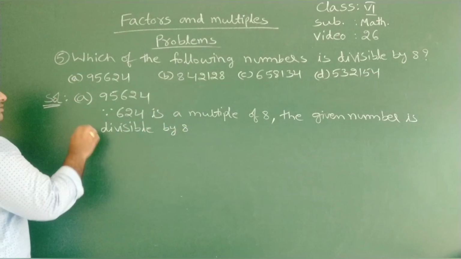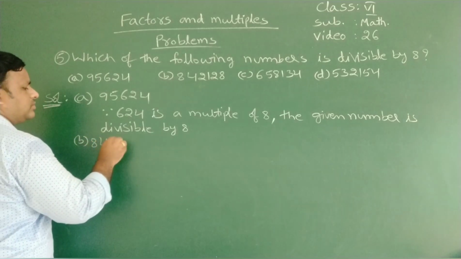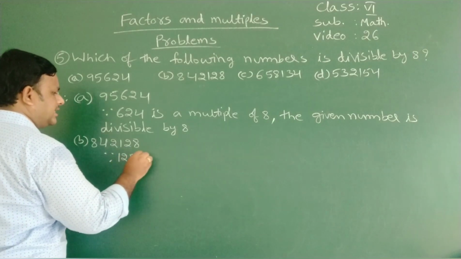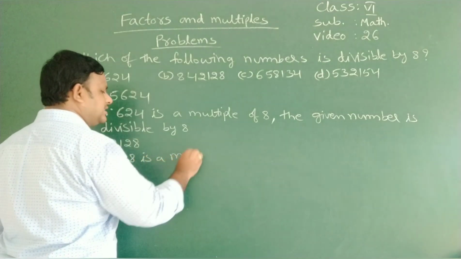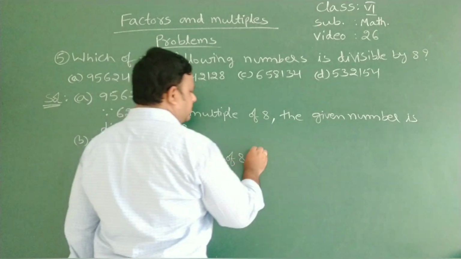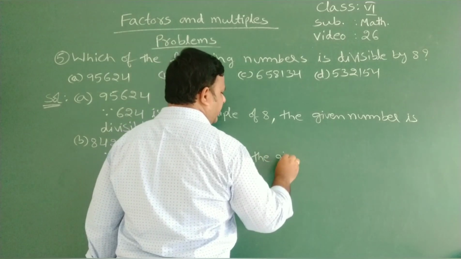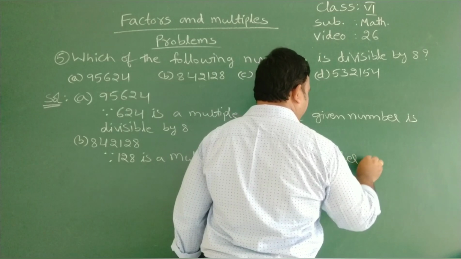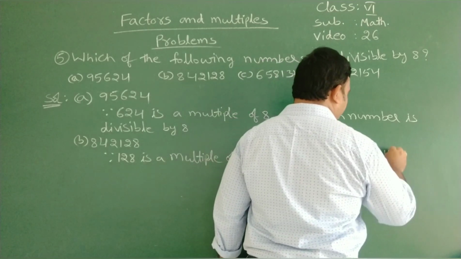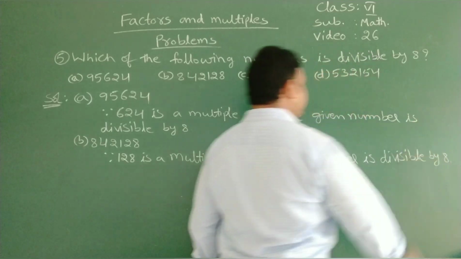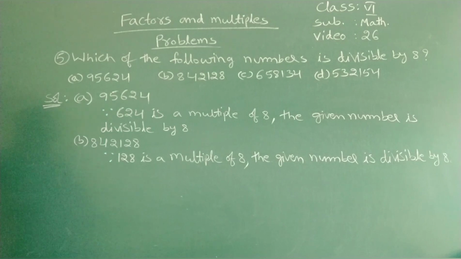Next, B. For B also the same. 842128 is given. Since 128 is a multiple of 8, the given number is divisible by 8.